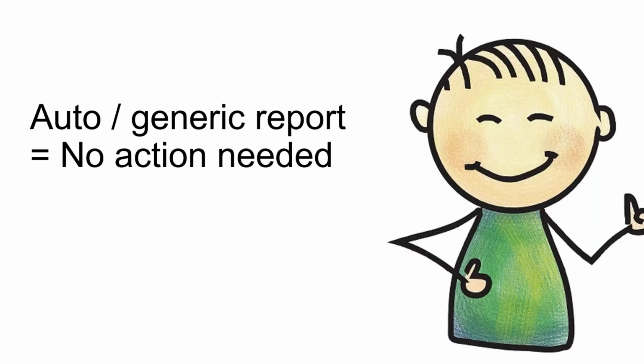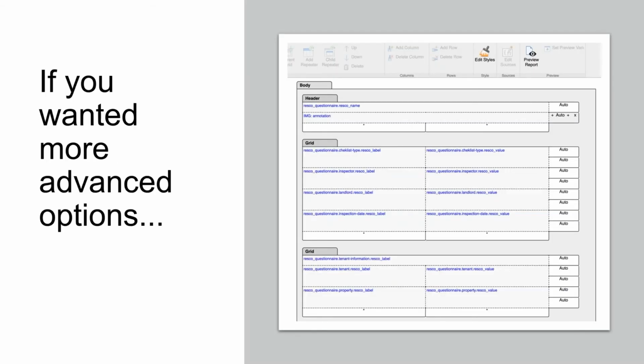There is no action needed by the manager to enable the reporting functionality, as Resco inspections come with an automatic and generic report available automatically for all questionnaires. This type of report is sufficient in many situations, but there are scenarios where you want to, say, customize colors of the report, or you maybe want a different layout of the answers in the report.